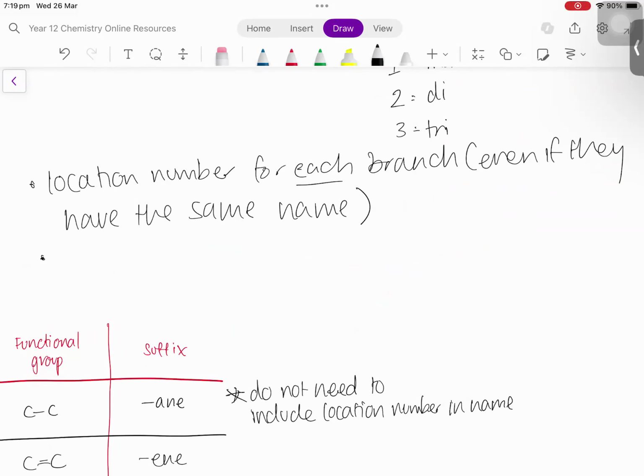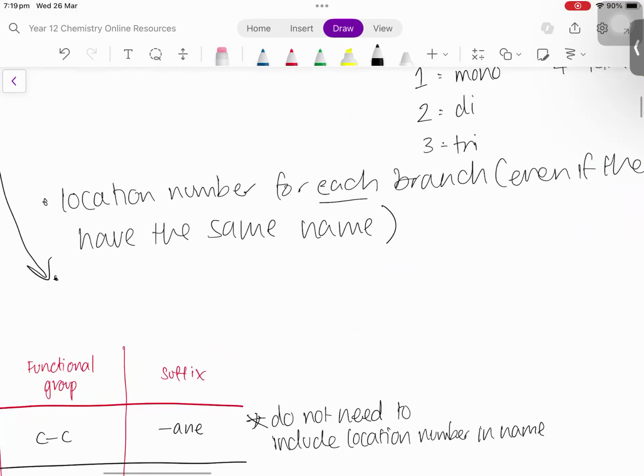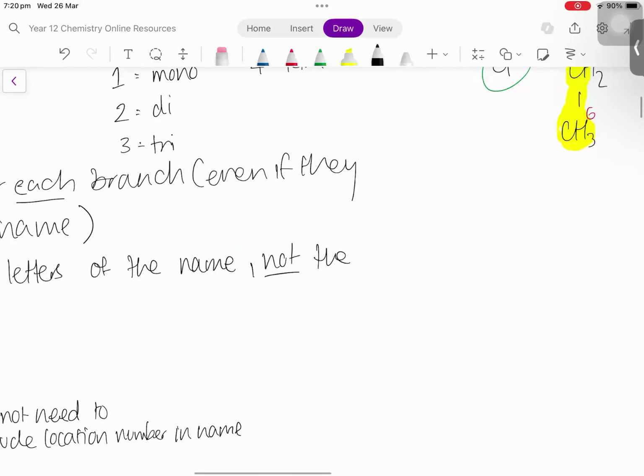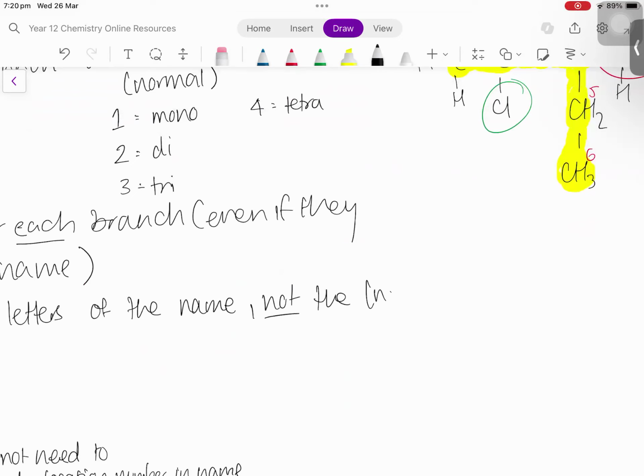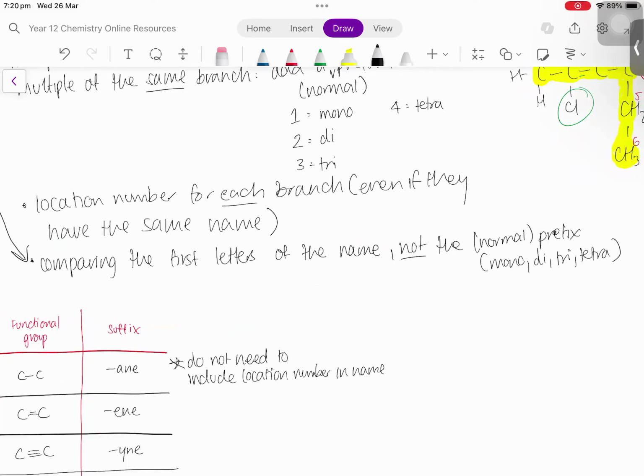When you are naming alphabetically, adding on from here, when you're naming alphabetically, you're comparing the first letters of the name, not the normal prefix. Okay, what I mean by that is you're not comparing mono, di, tri, tetra. If you had to put a prefix in front of your name, you're comparing the letters of the name. You're not comparing di, tri, tetra.